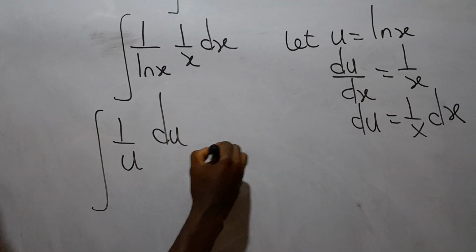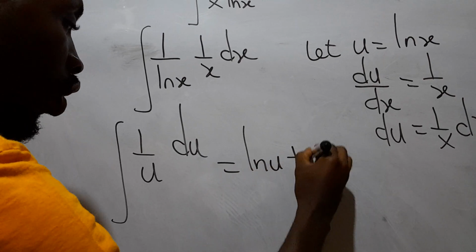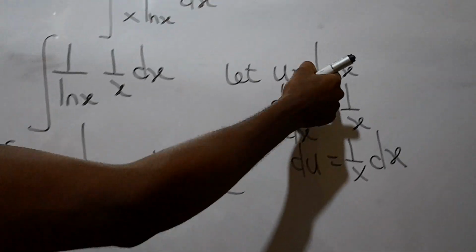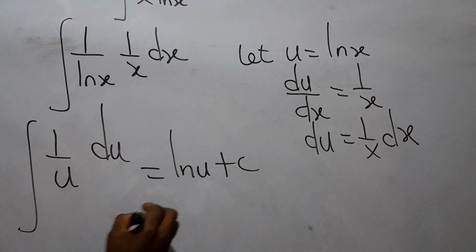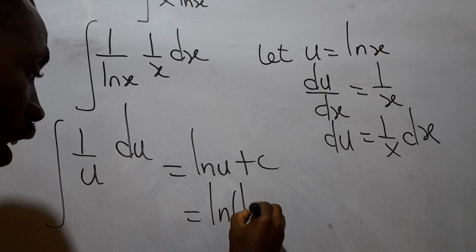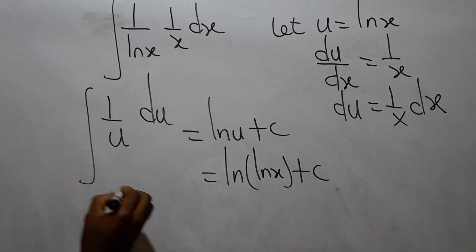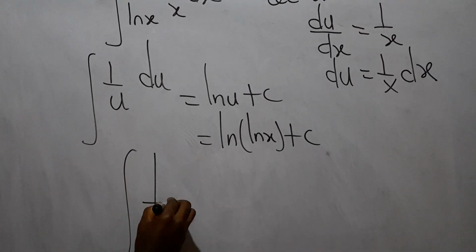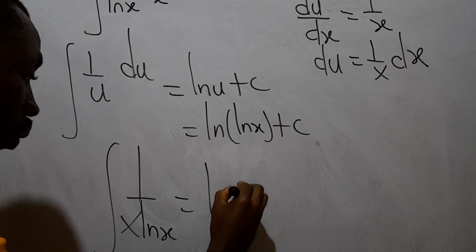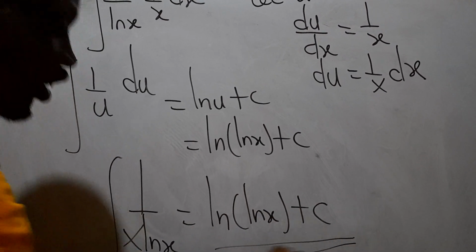Now when we integrate this, 1 over u is just ln u, plus our constant of integration. What's our u? u is ln x. So when we replace, we'll get ln of ln x plus c. Then we can conclude that the integral of 1 over x ln x is equal to ln of ln x plus c.